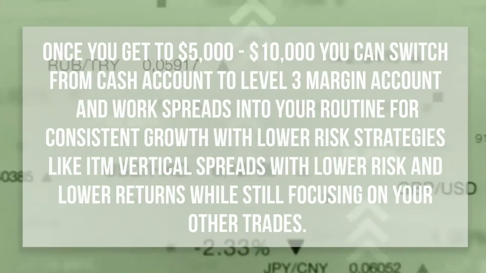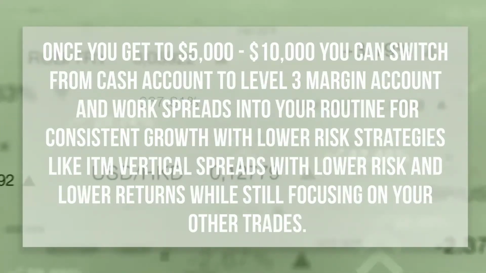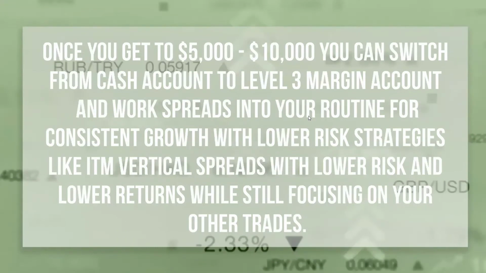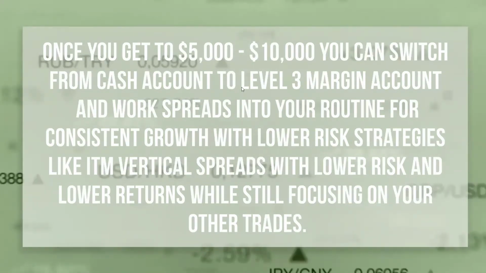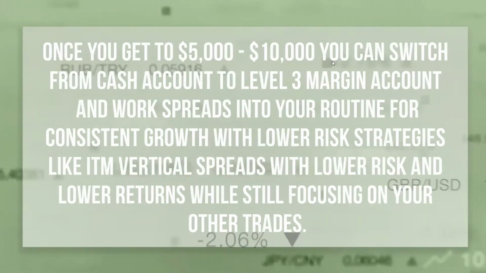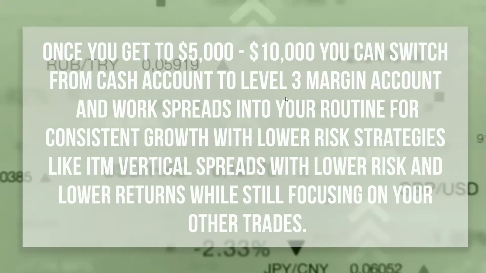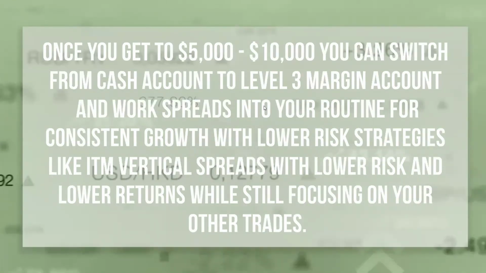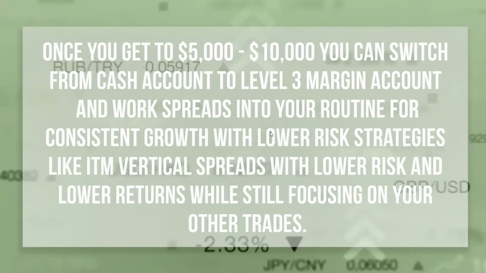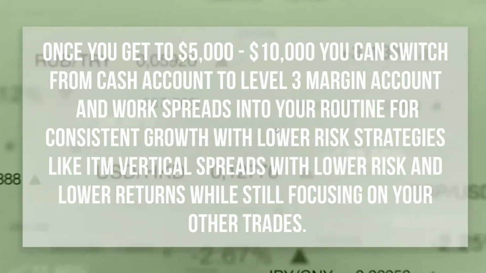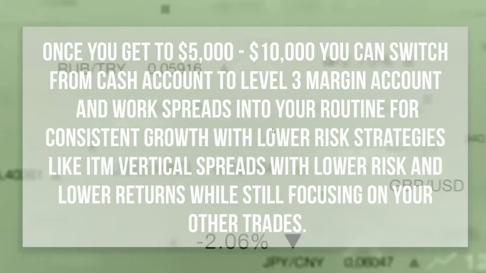All right. Now, once you get to a $5,000 to $10,000 account, you can switch from a cash account to a level 3 margin account and work with spreads into your routine for consistent growth with lower risk strategies like in the money vertical spreads with lower risk and lower returns while still focusing in on your day trades.